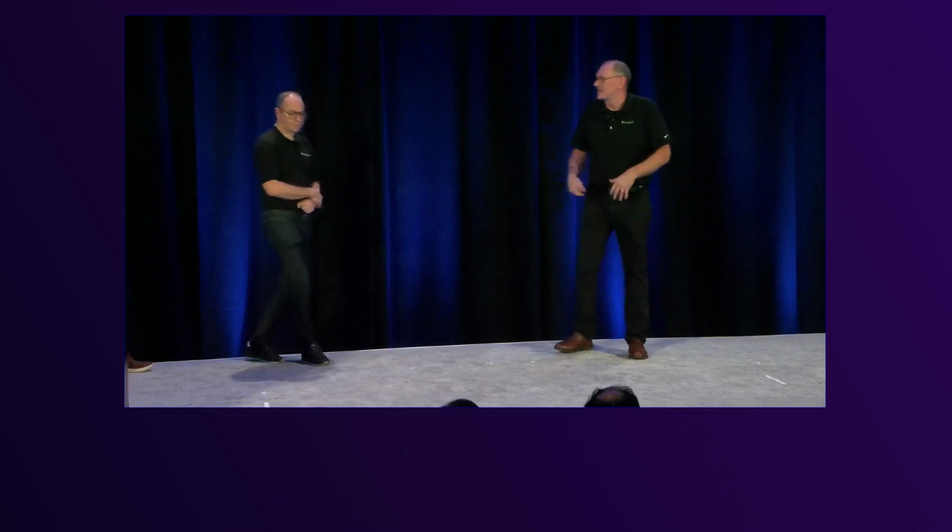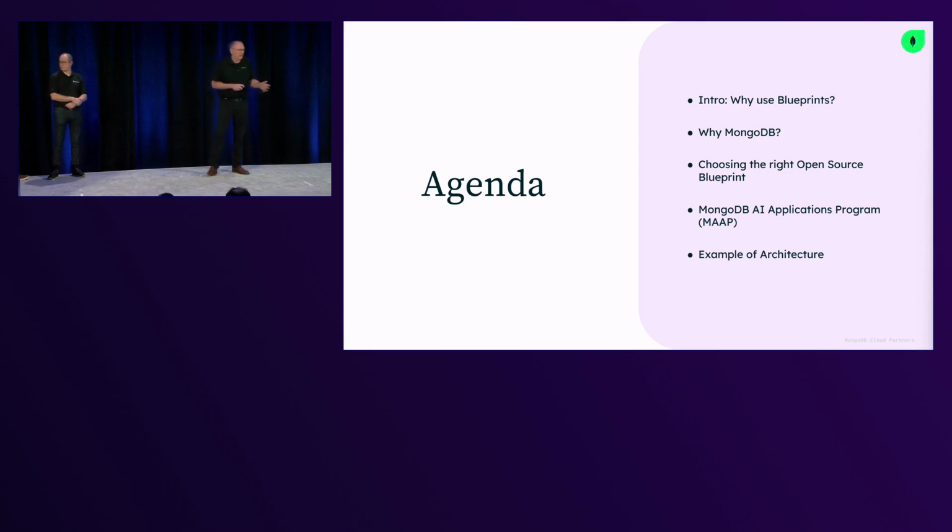Rick Houlihan, I'm Field CTO for Enterprise here at MongoDB. Many of you might know me from my days at AWS. I was the first Enterprise SA for DynamoDB and left AWS about 3 years ago as a worldwide technical leader for NoSQL. And again, here to talk to you guys a little bit today about open source blueprints and building AI apps.